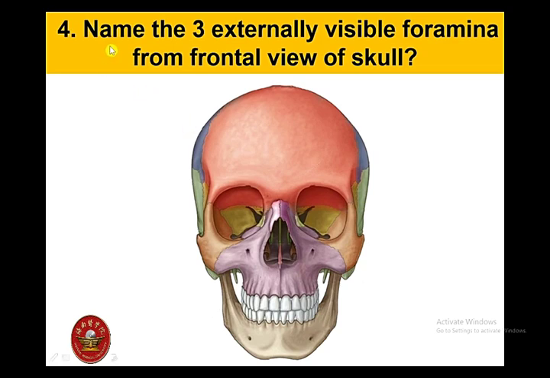Next question. Name the 3 external visible foramina from the frontal view of the skull. Here we can see the both sides. Above the orbit, we go to the supraorbital foramina. Inferior to the orbit here, we go to the infraorbital foramina. And on the mandible, we go to the mental foramen.